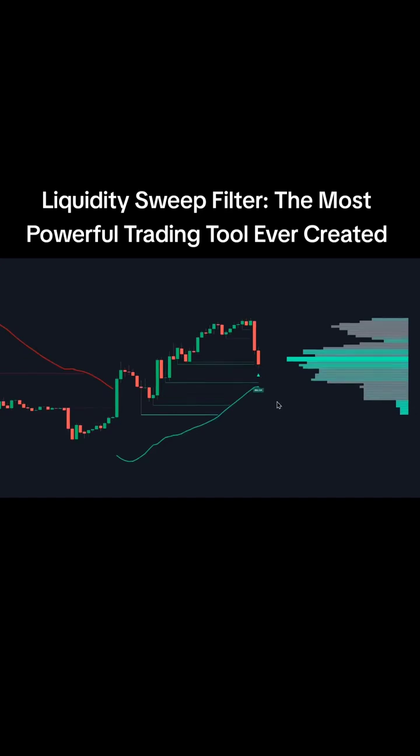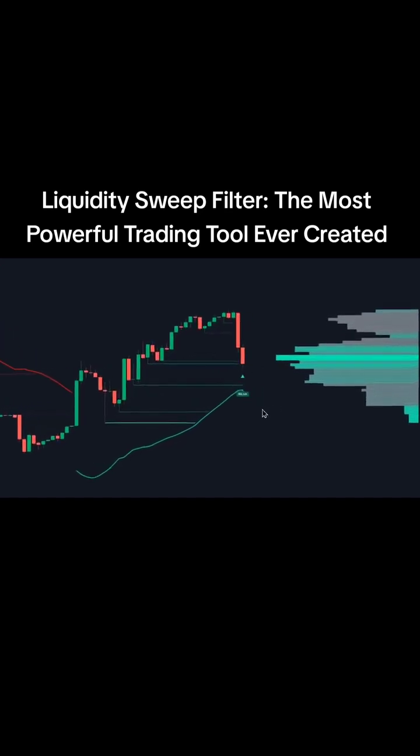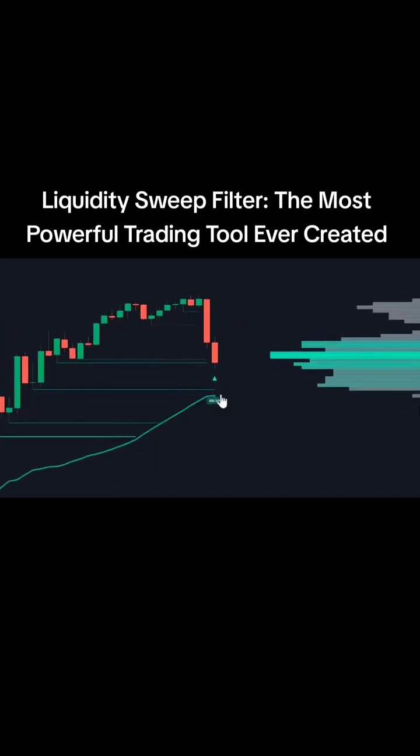Once we have the liquidity sweep, you want to check the volume of that candle during the liquidation, and it should be at least 150,000. Right now you can see it's at 850.52k, which is above our limit.